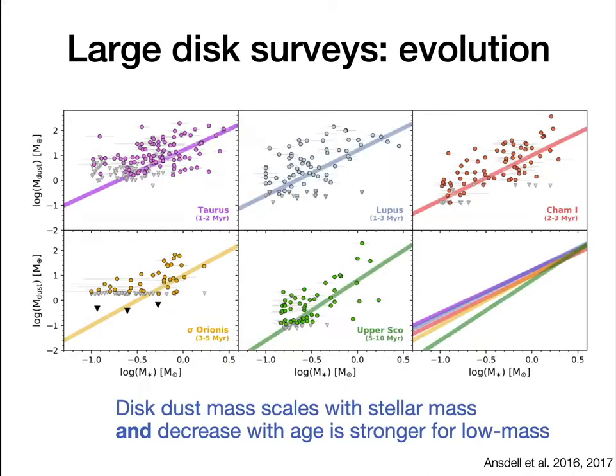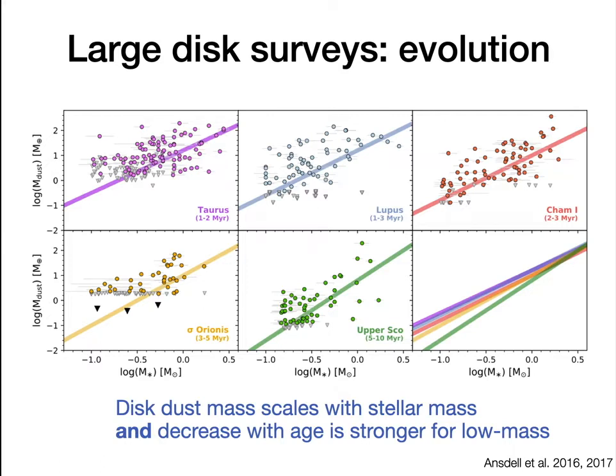Another phenomenon that we can study in these surveys is the correlation between disk dust mass and stellar mass. And as it turns out, there is a positive correlation between these two parameters. And we can fit a slope through the dust mass and stellar mass data points. As it turns out, this slope actually decreases with age as well. And what that tells us is that the dust mass doesn't just decrease with age, it actually decreases with age the strongest for the lowest mass stars. So how can we understand all of this?